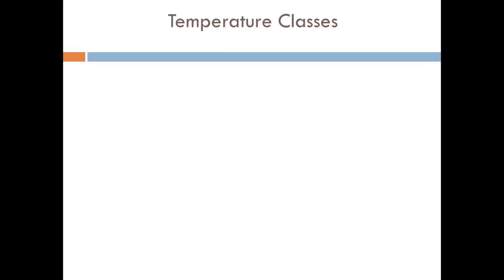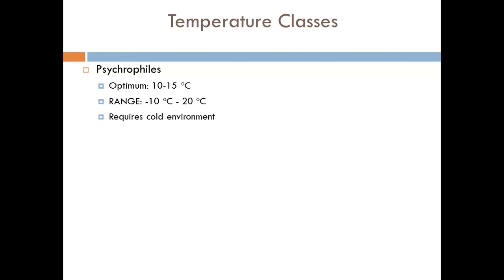Temperature classes. Psychrophiles. Psychrophiles are cold lovers that have low optimal temperatures. Their optimal temperature is about 10 to 15 degrees Celsius. The range is negative 10 degrees Celsius to 20 degrees Celsius. They're usually found in constantly cold environments, so mostly found in algae and sea ice and snowfields.